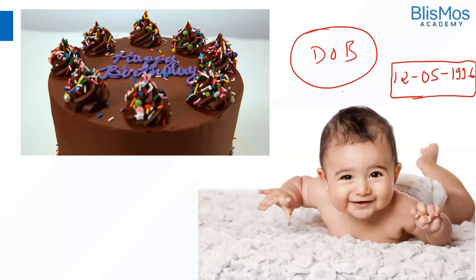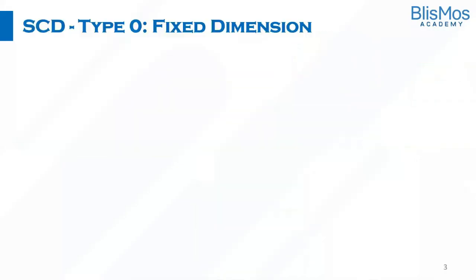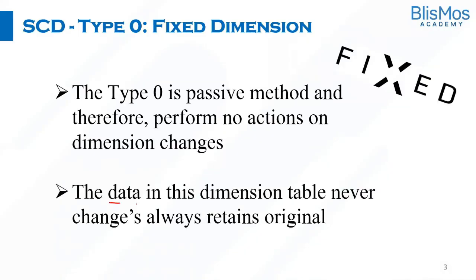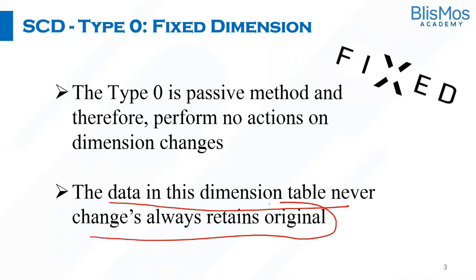Why am I talking about the date of birth here? That is where type 0 SCD comes into the picture. What exactly is a type 0 SCD? It is a fixed dimension. What do I mean by that? Data in this dimension will never change. It is always original data. If the data is not changing, do you need to do anything to take care of this? No. That is the reason type 0 is a passive method. Since the data is not changing, nothing is required to be done by you as a developer.